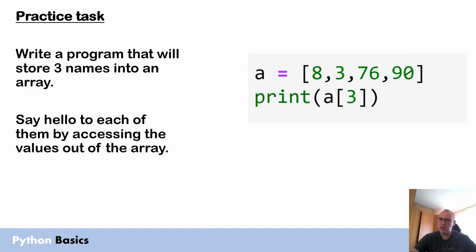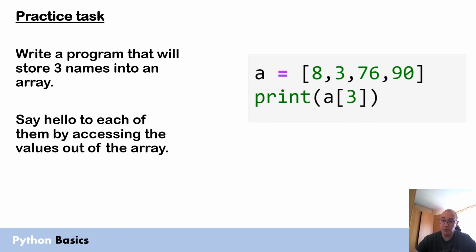So here's a little practice task. Now, what I want you to do is to create an array, and maybe you want to call this array names or something like that. And I want you to store 3 names in it. It doesn't really matter what those names are. Then I want you to say hello to each of them, okay, using the array and the indexes.